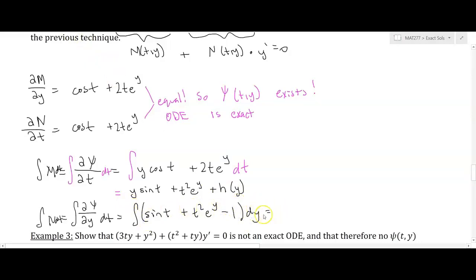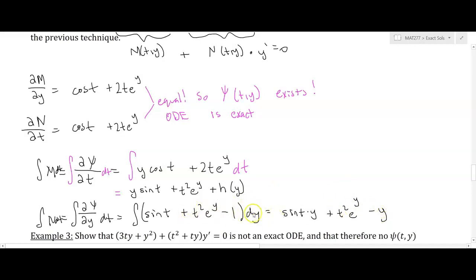Well, that's going to equal the integral of sine of t. That's a constant, so the integral of that would be sine of t times y, for the same reason that the integral of 5 dx would be 5x. So here sine of t is acting like the 5. And next I see the integral of t squared e to the y with respect to y. t squared is a constant, so I'll still have the plus t squared there. The integral of e to the y with respect to y is still just e to the y, fun function. The integral of negative 1 with respect to y will be negative y.